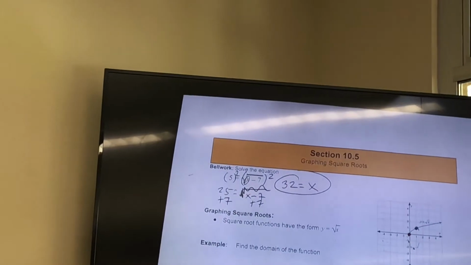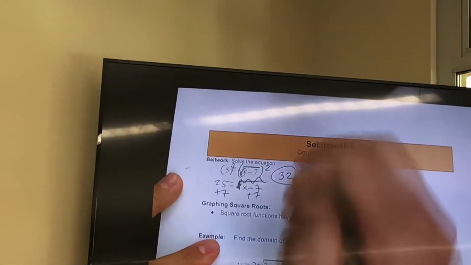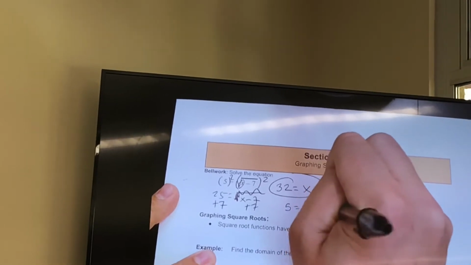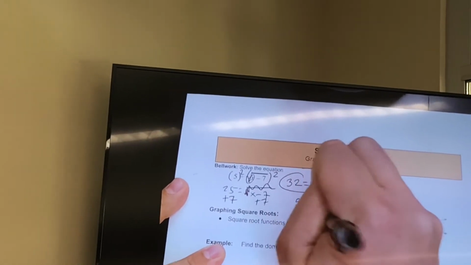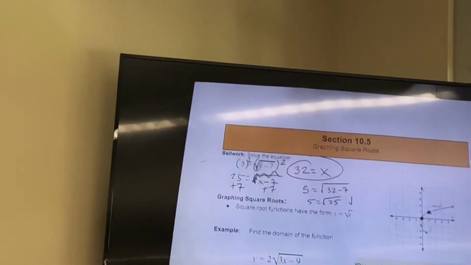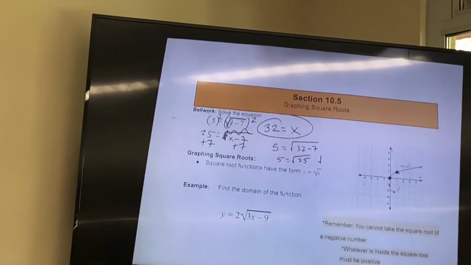Again, that is our solution, but we got to make sure that it works. So plugging it back in, 5 is equal to the square root of 32 minus 7. 5 is equal to the square root of 25. So we know that that checks out and that is the correct solution.